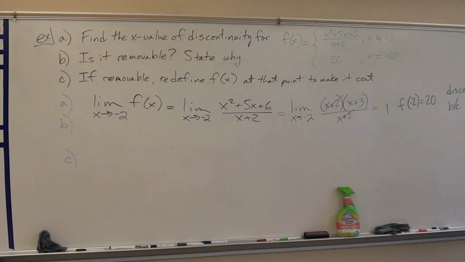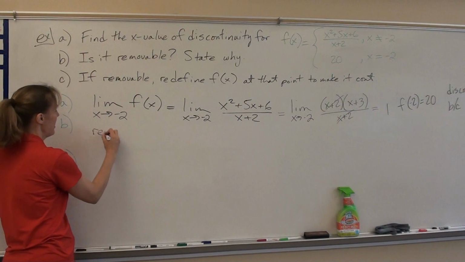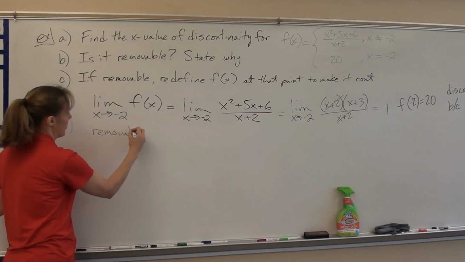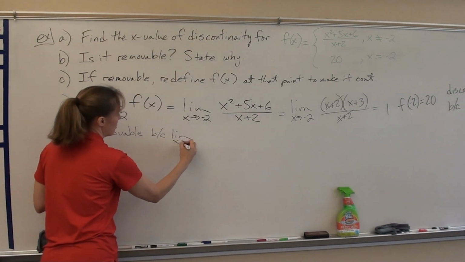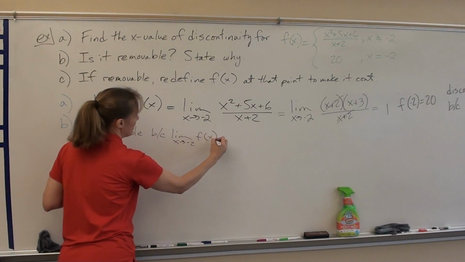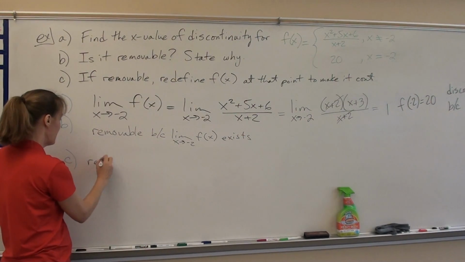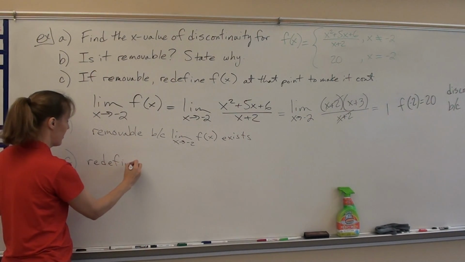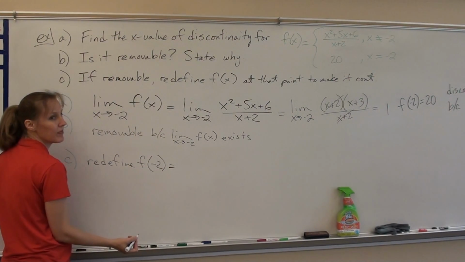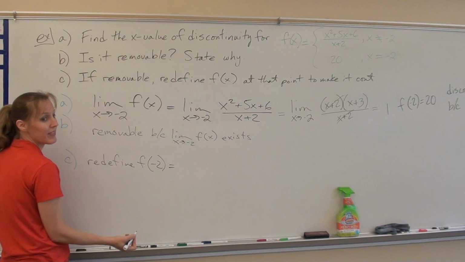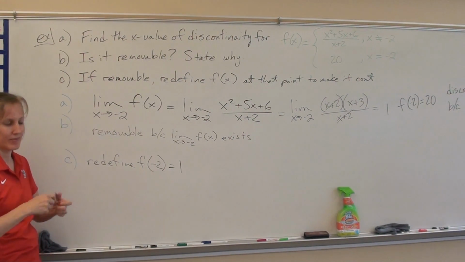Okay. All right. Is the discontinuity removable? Why? Because the limit as x approaches -2 of f of x exists. We want to redefine f of -2 to equal what? 1, because that's the value of the limit. Done.